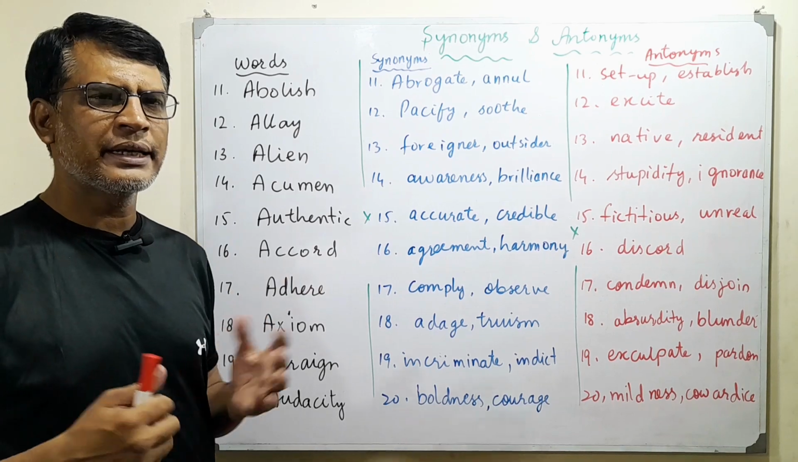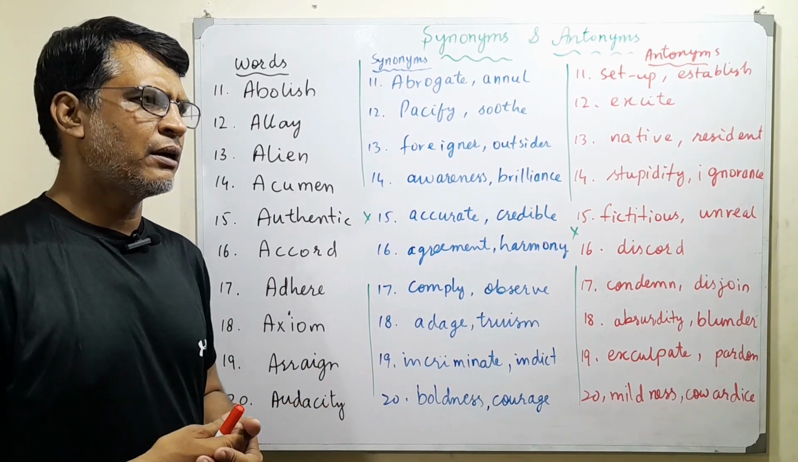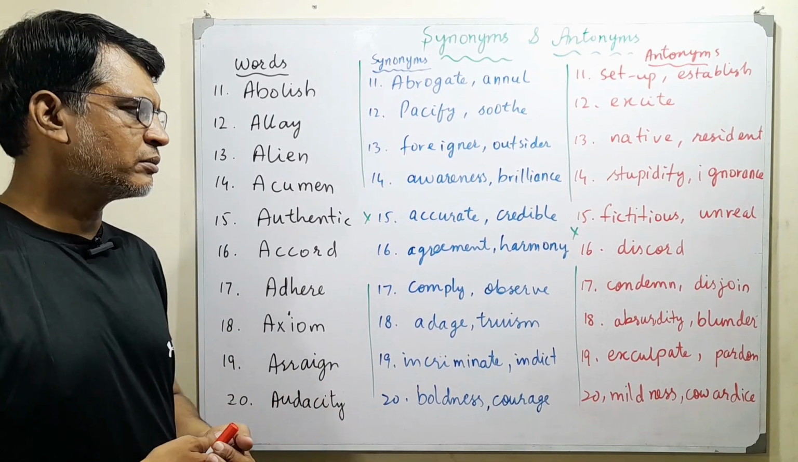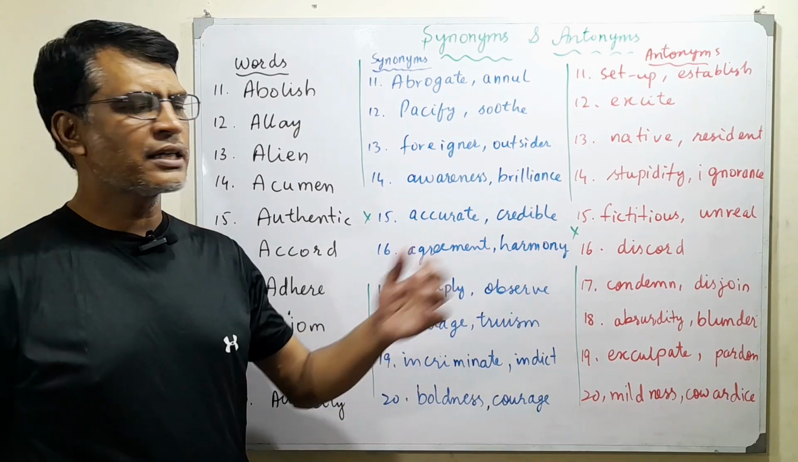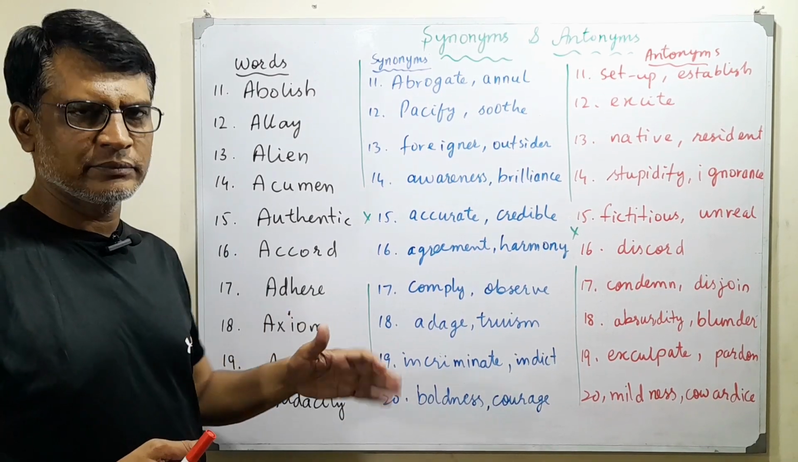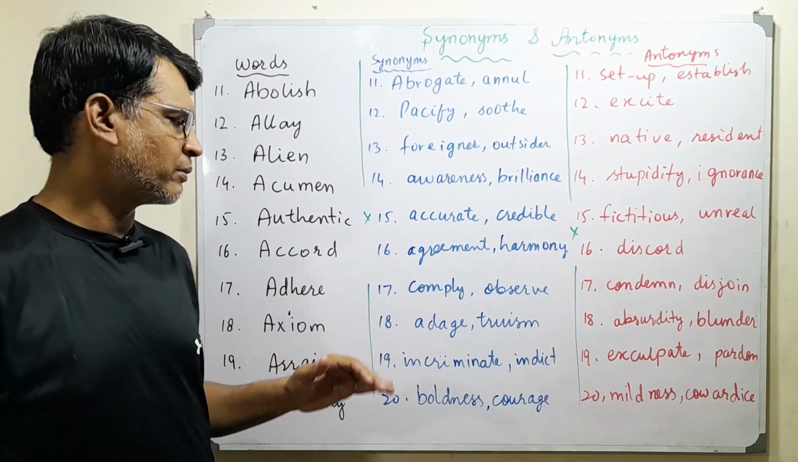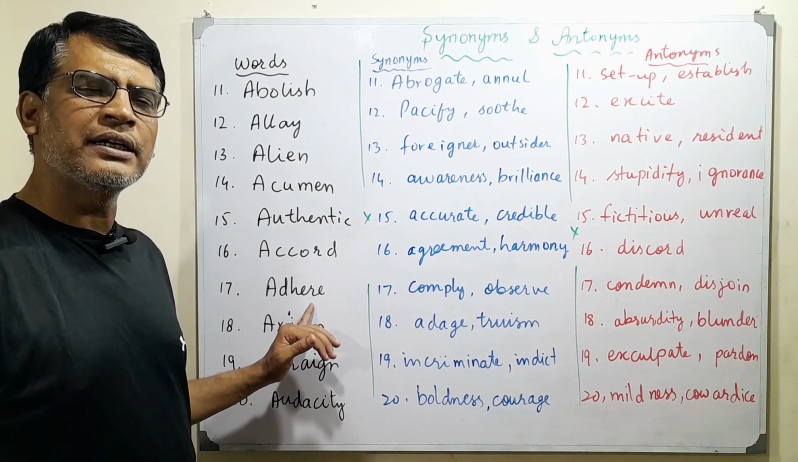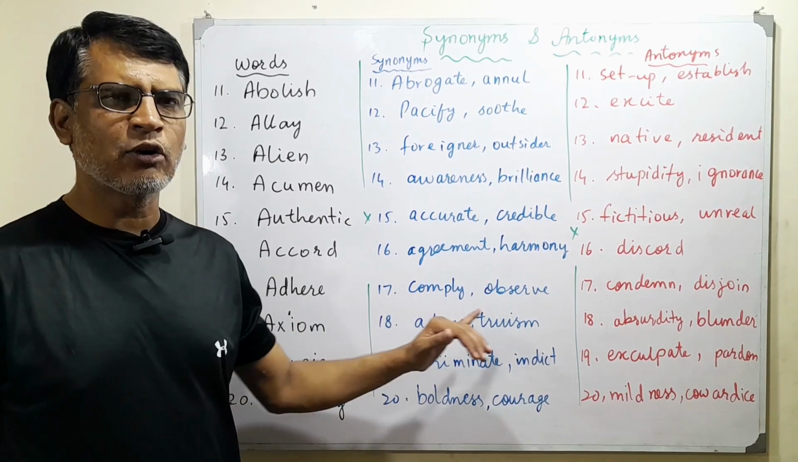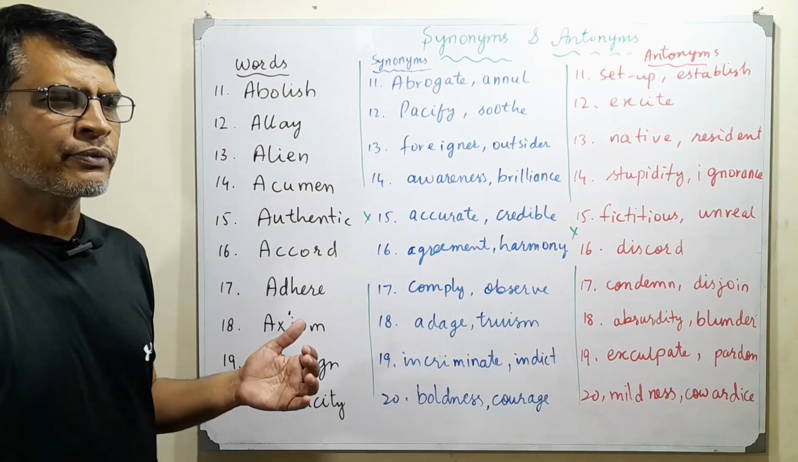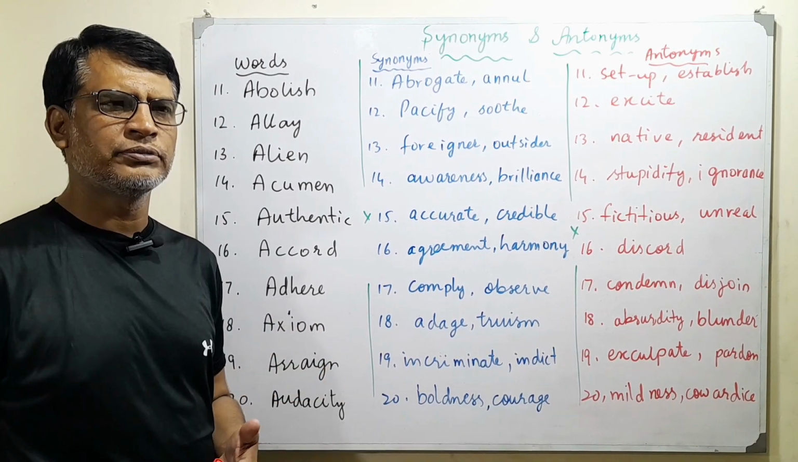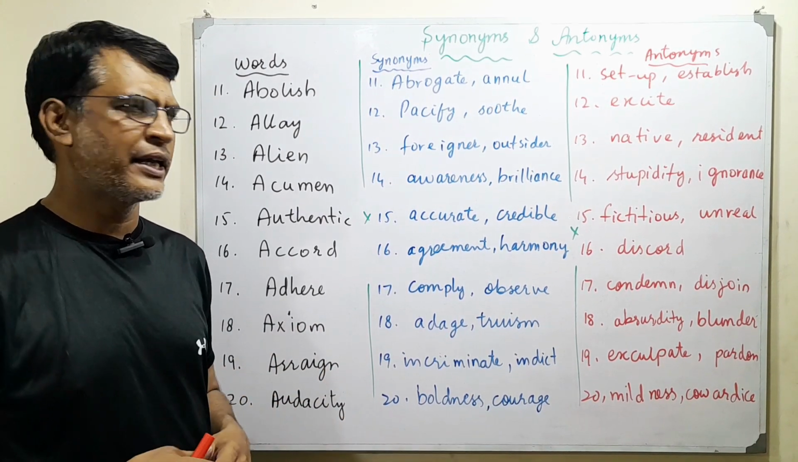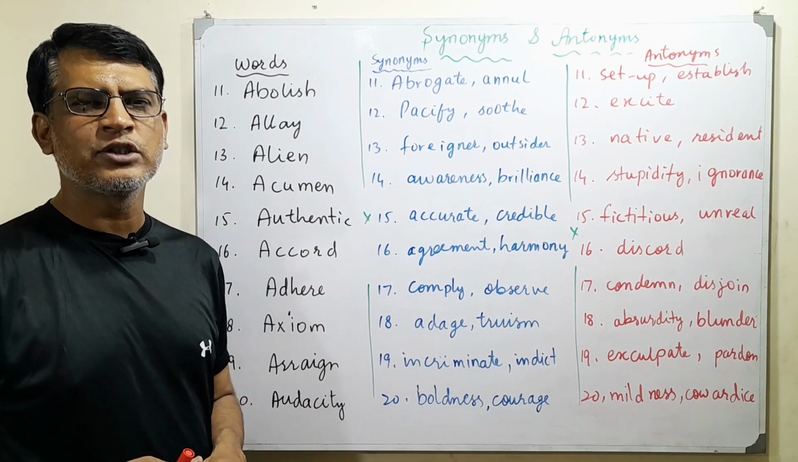Accord is like agreement or harmony. Accordance, we say also, that is the same word. And the antonym is discord. Adhere. There was a word adherent. Adherent is a noun and adhere is a verb, which means to comply or observe. It means to follow, to do as somebody is saying, and condemn or disjoin is the opposite.